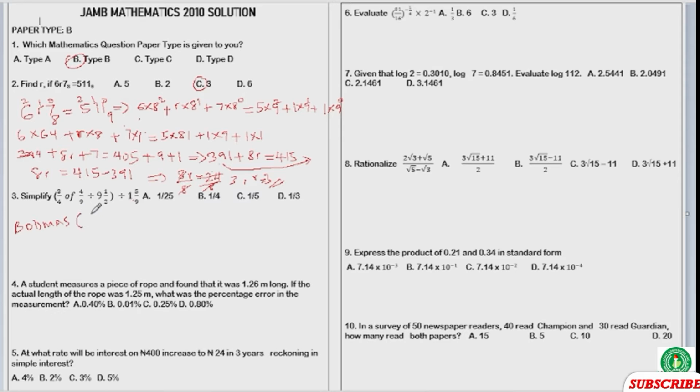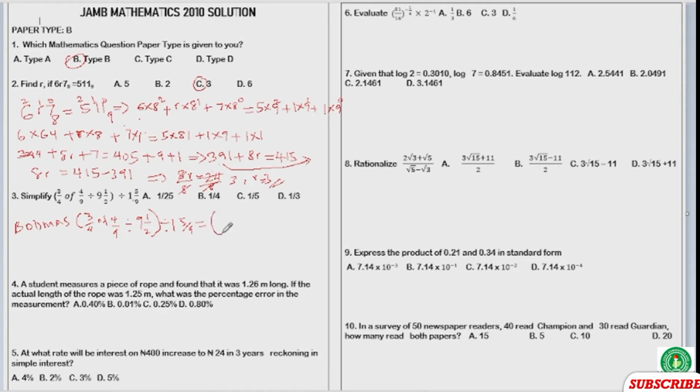We have double bracket 3 over 4 of 4 over 9 divided by this fraction 9 over 1 over 2, close bracket, divided by 1 over 5 over 9. Now, this is what you do. You solve problems in the bracket first. And how do you go about that? Because the order here says bracket comes first.